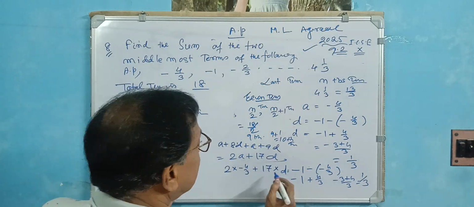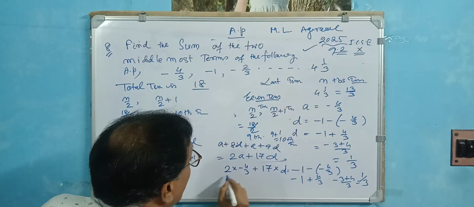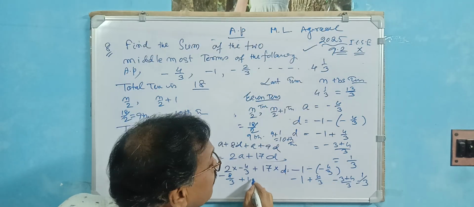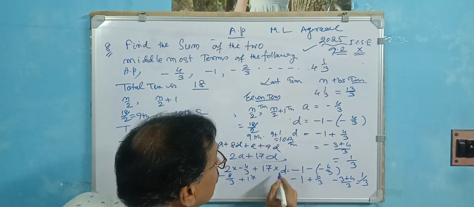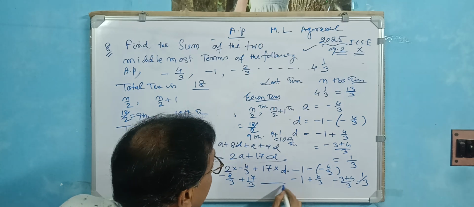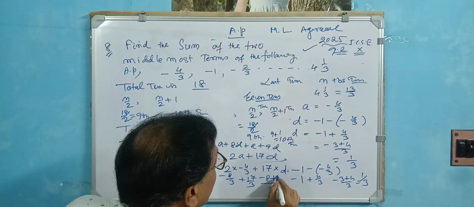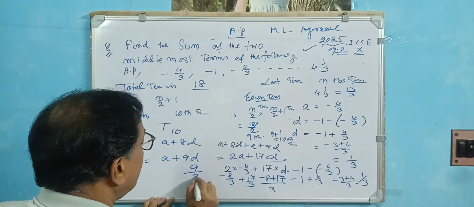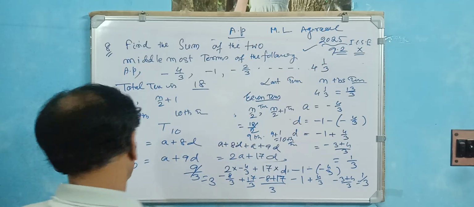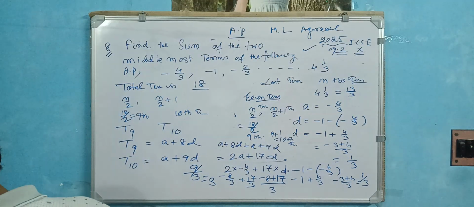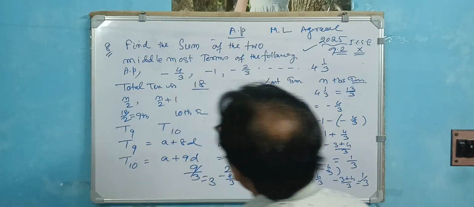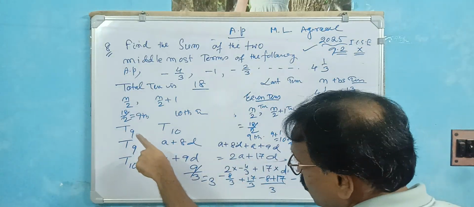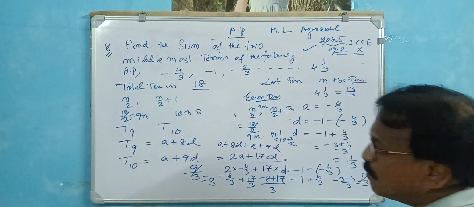So now this is minus 8 by 3 plus 17 into 1 by 3. What is the LCM? 3. So minus 8 plus 17, that is actually 9. 9 by 3, that is 3. What is the sum? Find the sum of the two middlemost terms. So T9 and T10 are the middlemost terms.